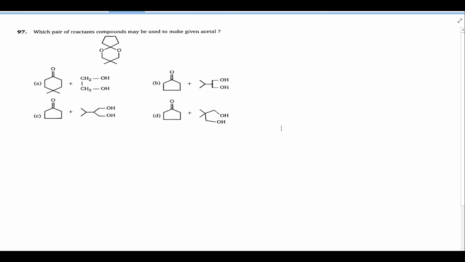What is the acetal? That means they have given the product, and what is the reactant? You can see here, very simple. You can break the bond here. So here H is added, here OH is added. Then what is our correct product? You can see that is cyclo. Here I will write the reactant. So this is question number 97.